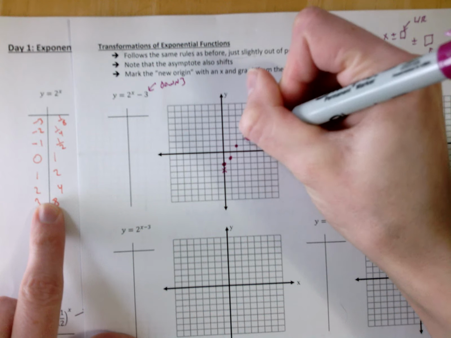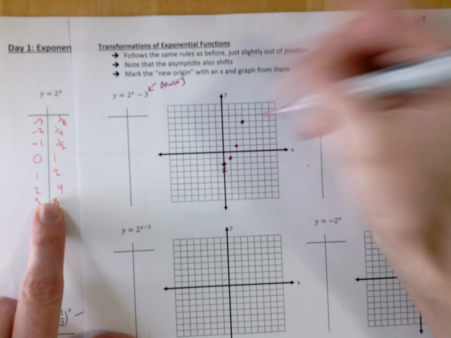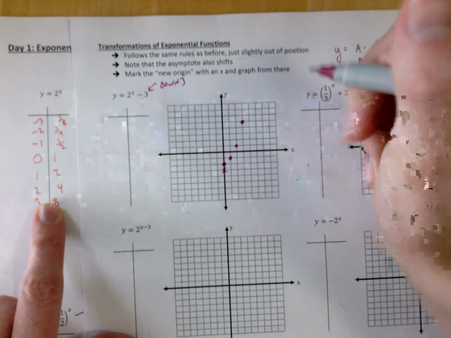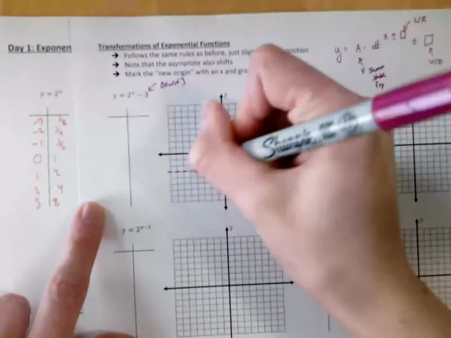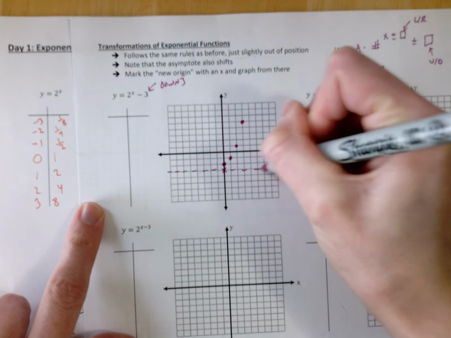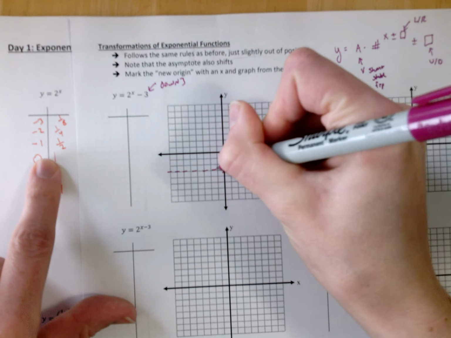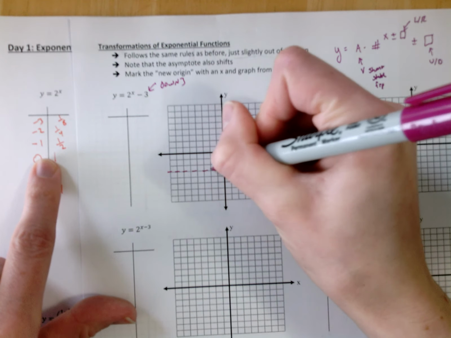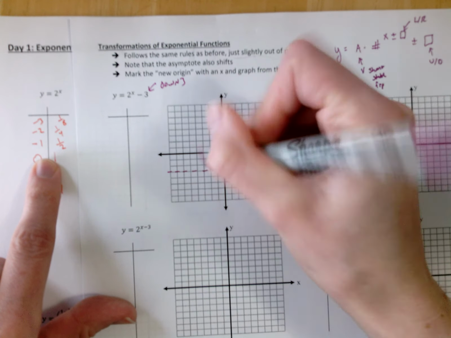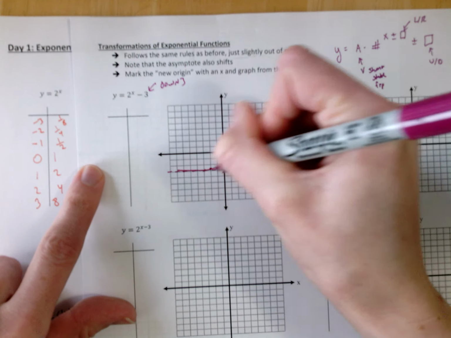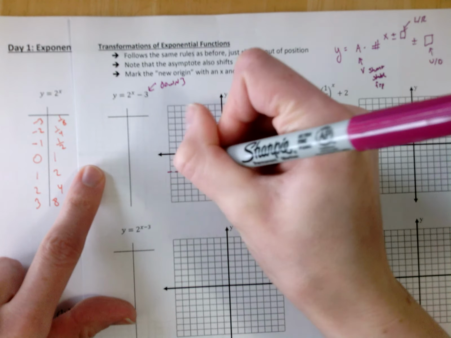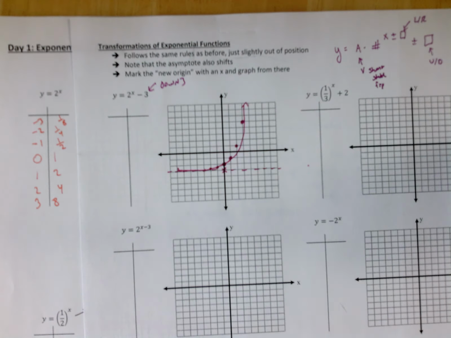Over 3 and up 8. Your asymptote is going to go right through that x. And on this side, here's my -1, 1/2, -2, 1/4, and so on. And there's my graph. I missed a little bit there. And that's it.